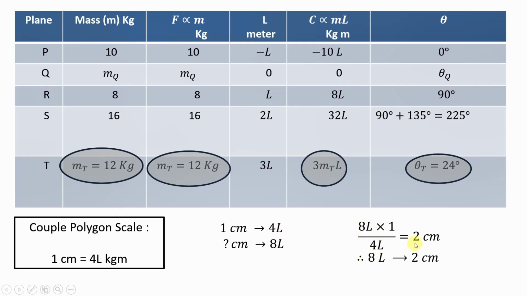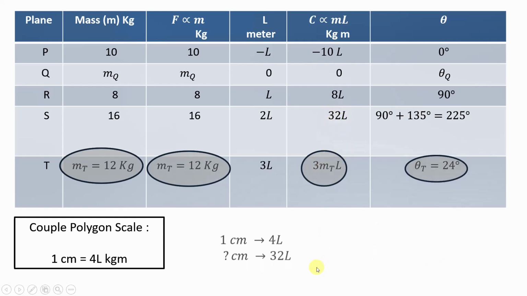8 by 4, that is 2 centimeter. So on our diagram, we are going to represent this 8L by how many centimeters? 2 centimeters. Then similarly, the remaining one is 32L. So that also we'll see. So 1 centimeter represents 4L according to our scale. Then 32L will be representing how many centimeters?